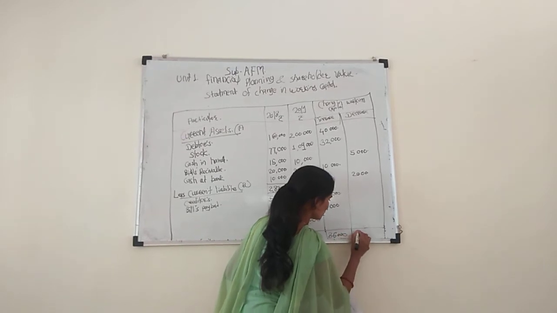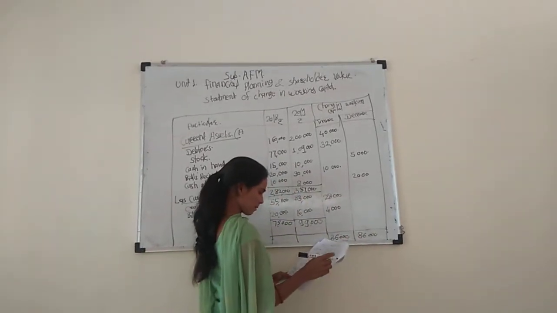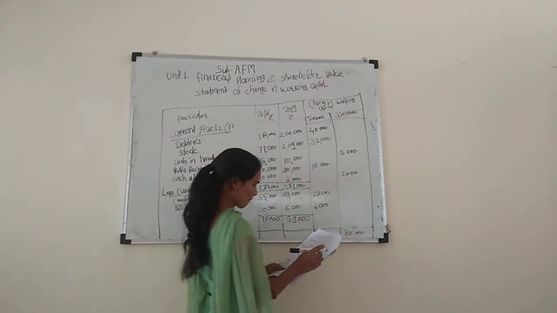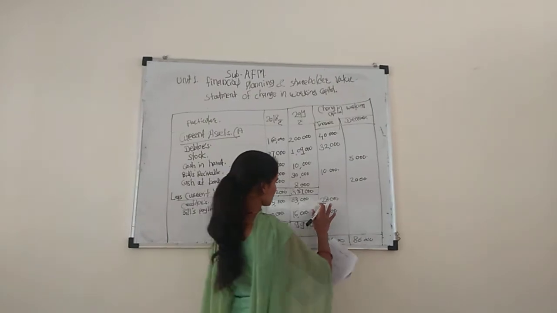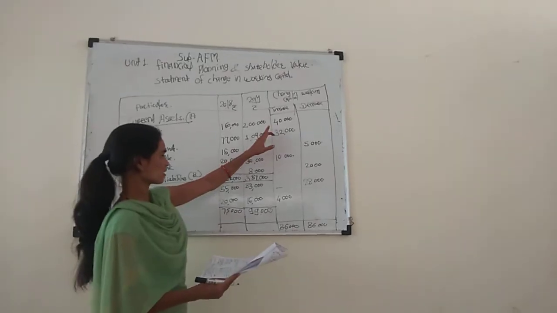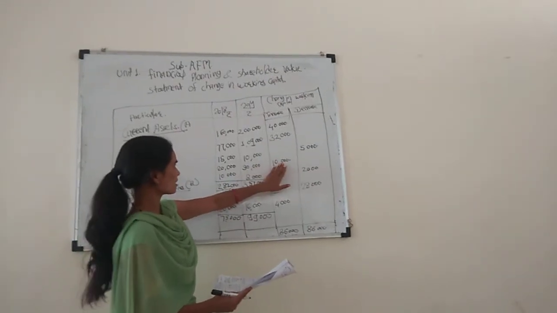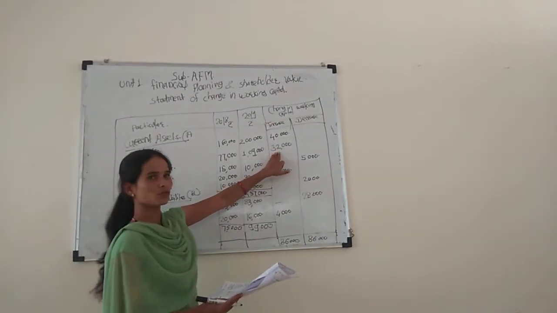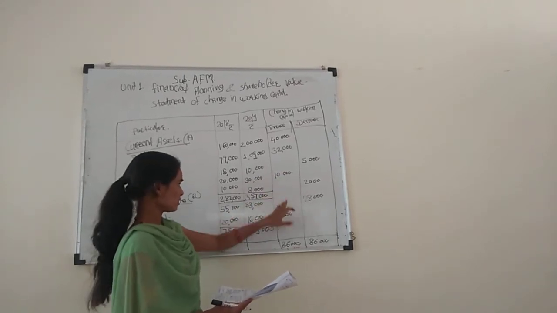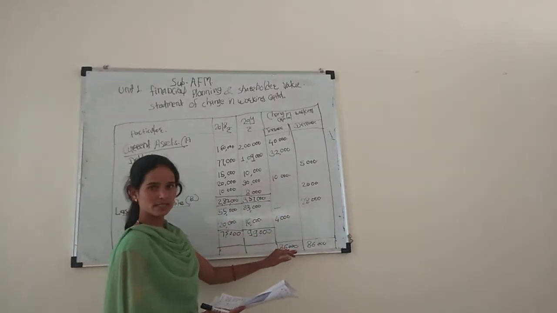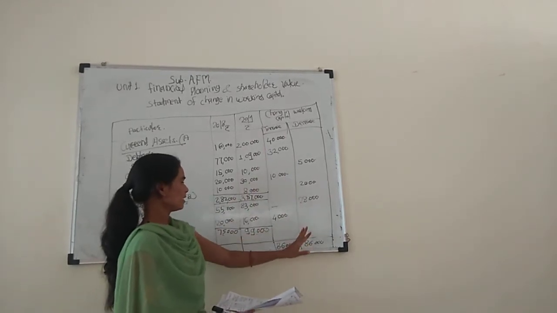86,000 minus. Show the increase side total: 40,000 plus 32,000 plus 10,000. 40,000 plus 32,000 is equal to 72,000, plus 10,000 is 82,000, plus 4,000 is 86,000. This is the increase column total, and now the decrease column.